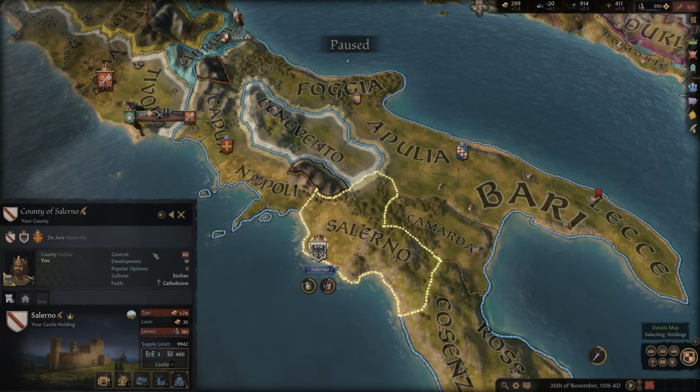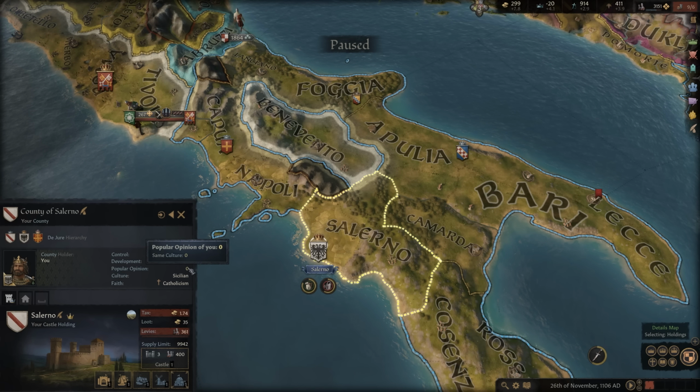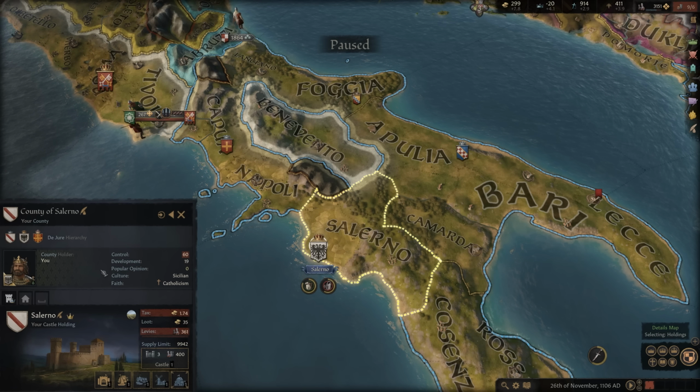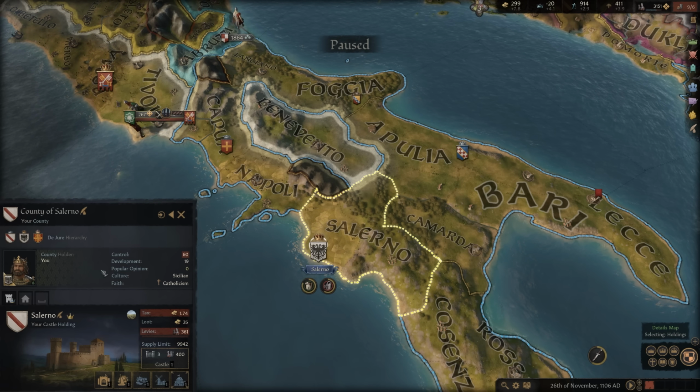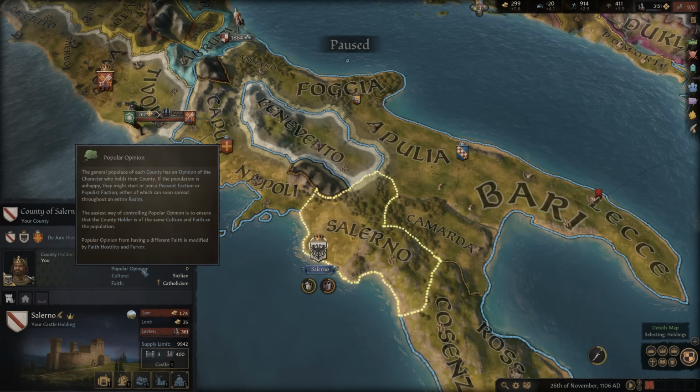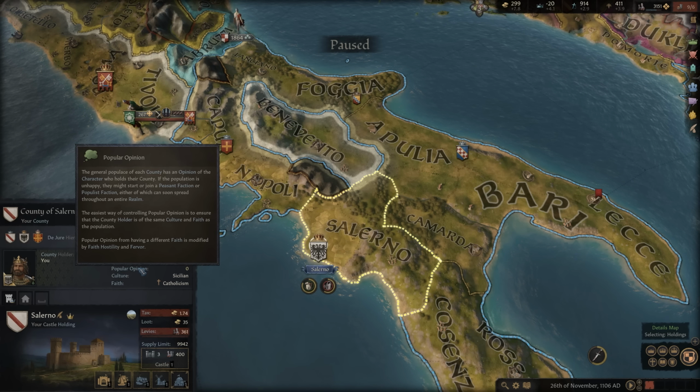But in addition to all those, we now have popular opinion. This one's not as drastic as the other two. So your popular opinion influences your control. If your popular opinion drops into the negative numbers, then it can influence the control because you now have a faction that's rising against you. Popular opinion ranges from negative 100 all the way to positive 100.